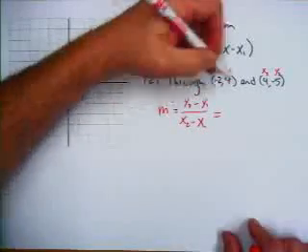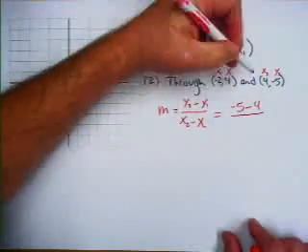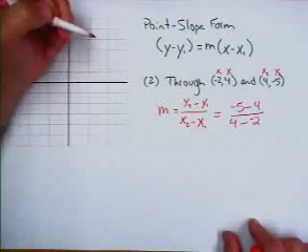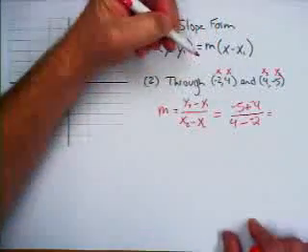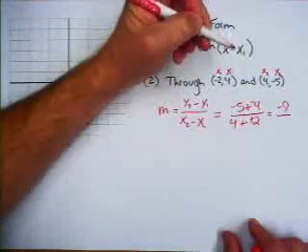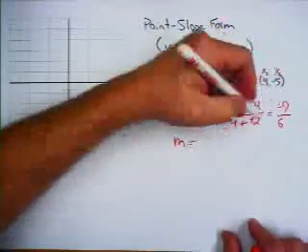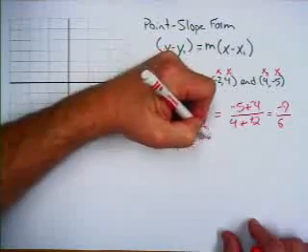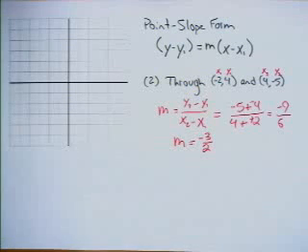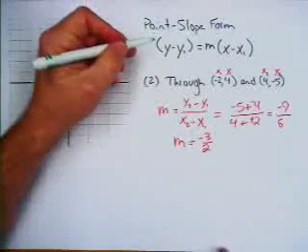So that would equal -5 minus 4 over 4 minus -2. Add the opposite. That gives us -9 over, add the opposite, 6. So m equals, reducing that, -3 over 2. So we have the slope. Now we need to find the equation, and we're going to use point-slope formula right up here.